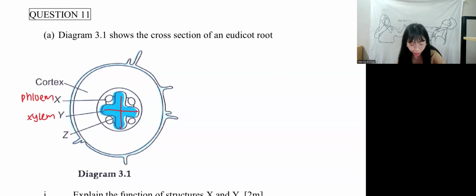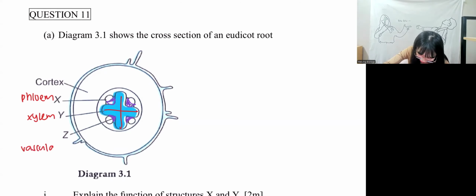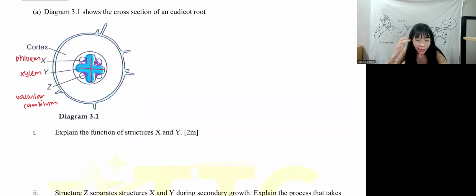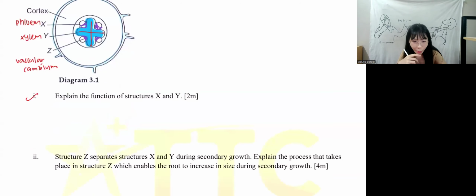If you don't know what Z is, I'm going to give you the answer first because later you will figure it out. Z is referring to this part. This Z is vascular cambium. For them to form more xylem and phloem is called vascular cambium. They ask you to write the function of X and Y. This one, you do it by yourself, because we did the same question just now. Structure Z separates structure X and Y during secondary growth. Explain the process that takes place in structure Z, which enables the root to increase in size during secondary growth.